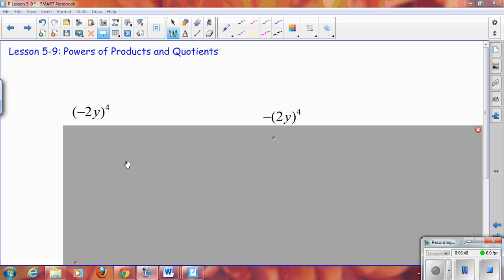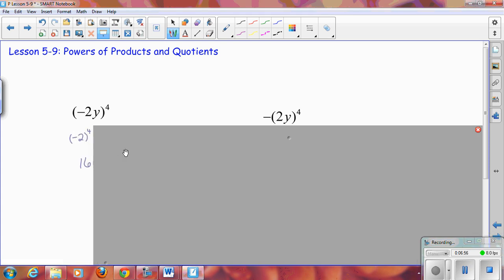Okay, let's see how you did. On this one, we take our 4 and we apply it to the negative 2. We take our 4 and we apply it to the y. So that's negative 2 to the 4th, y to the 4th. Negative 2 times negative 2 is 4, times negative 2 is negative 8, times negative 2 is 16.